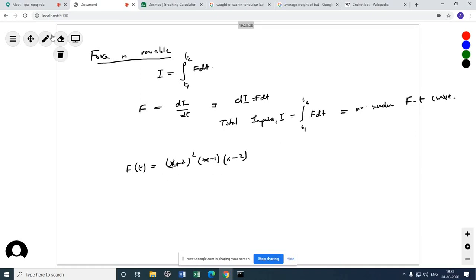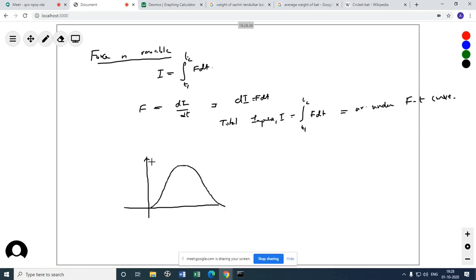Got it? So the curve can be anything at that time. For example, the curve can be maybe something like this, a bell-shaped curve. The area under this curve is done with integration. Let's say this is 0, this is a. You can easily find it using integration, which you'll learn in class 12. So this is force, this is time.